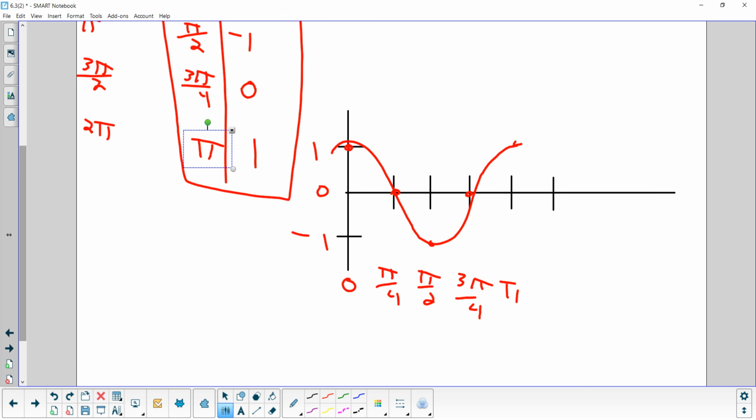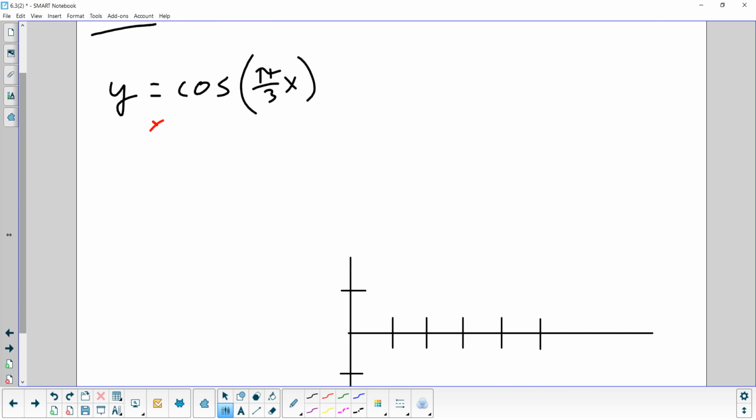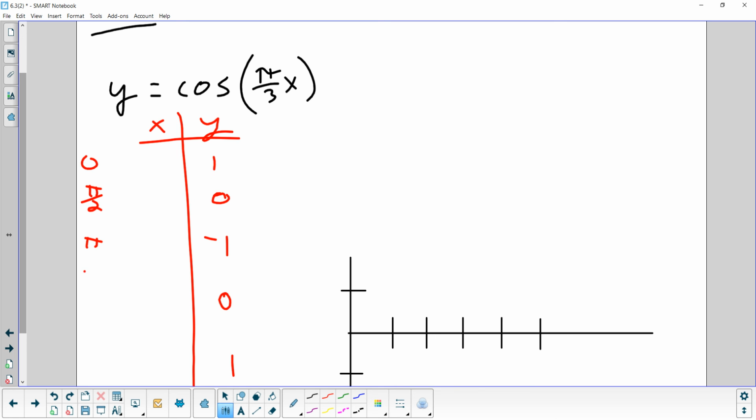All right, so let's try one more. And this one, I think the x values are actually going to come out very nice. It looks like you have a pretty bad number in front of x at first, but let's see what happens. So this is another cosine. We just did cosine, so we already know the y values. We're going to take our x values. Pi over 2, pi, 3 pi over 2, 2 pi.